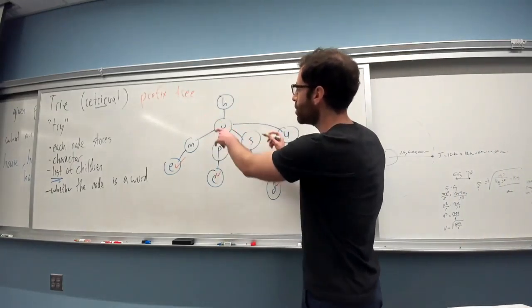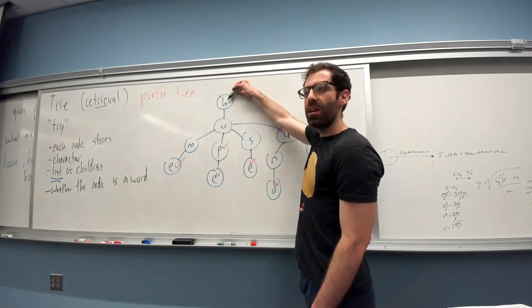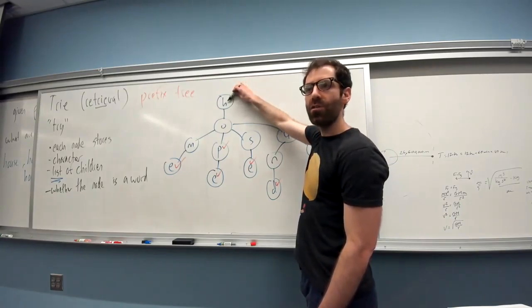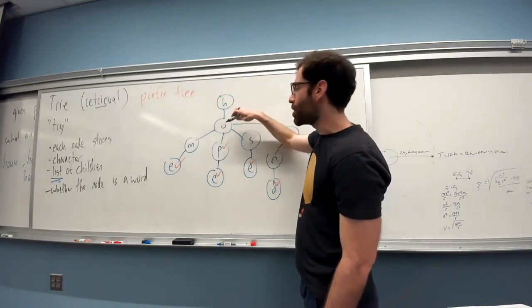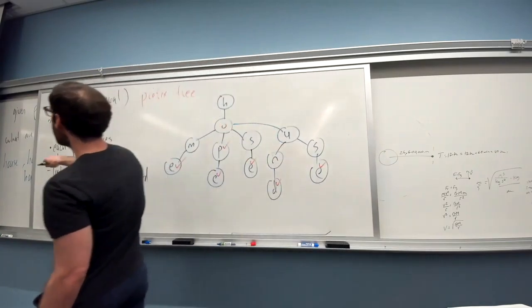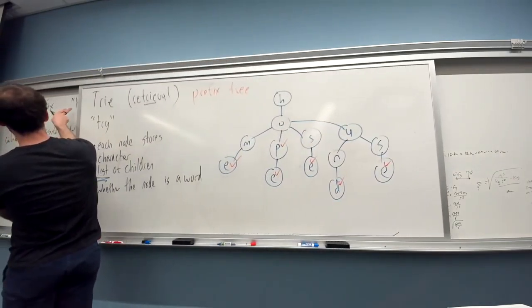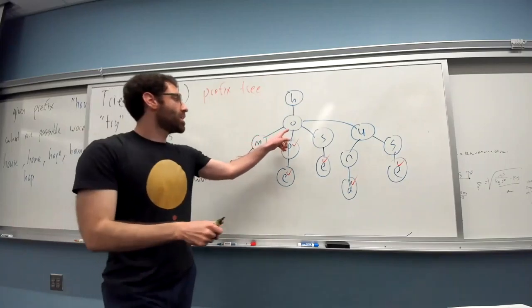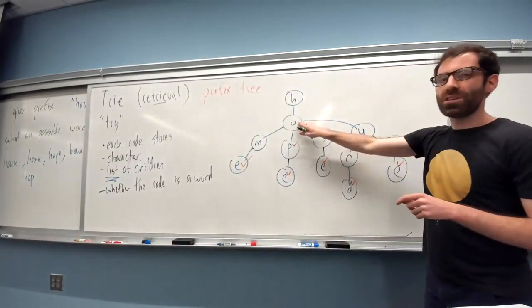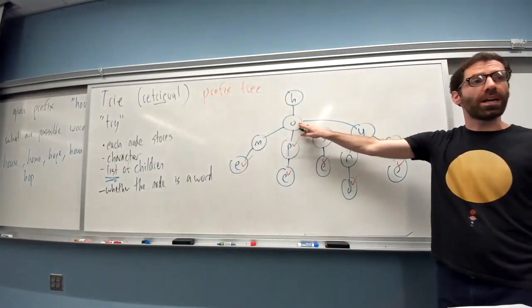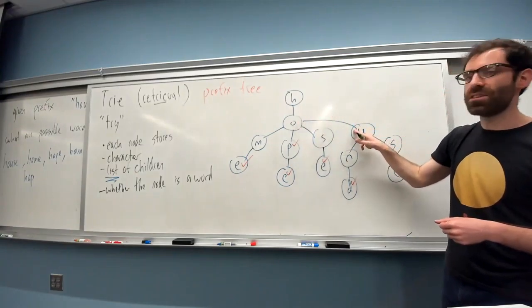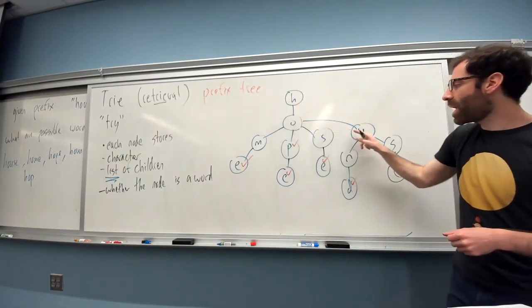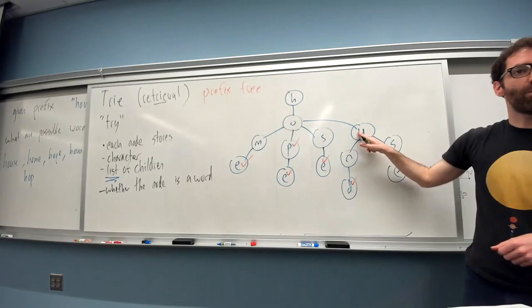So given H-O-U, we would say, all right, we see H here, good so far. Does it have any children that match the next letter, O? It does, so we go here. Then we say, does this have any children that match the next letter in our prefix? That's U. All right, we've found a path that matches our entire prefix.